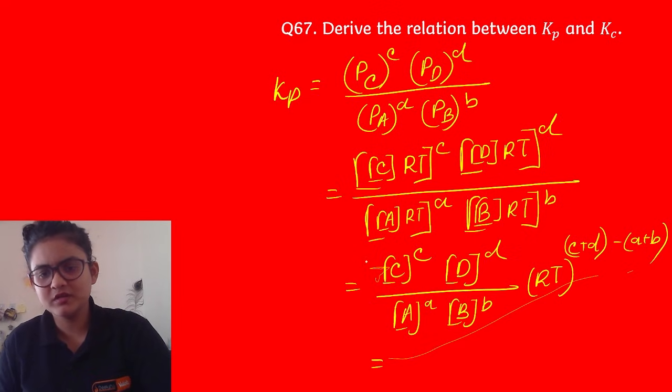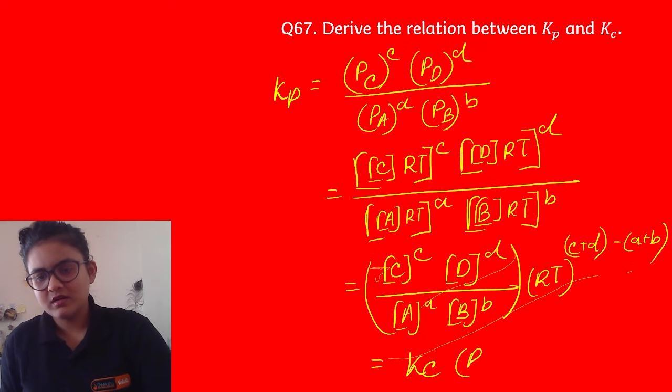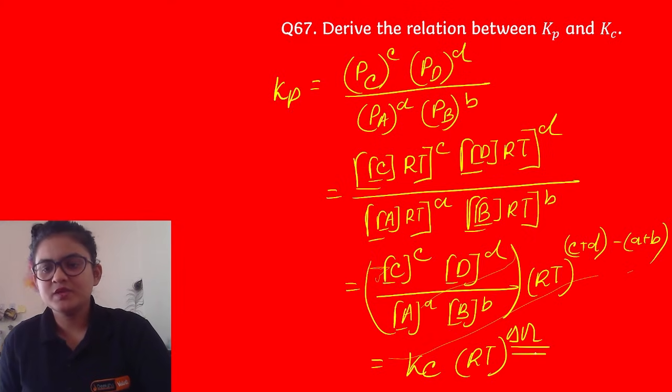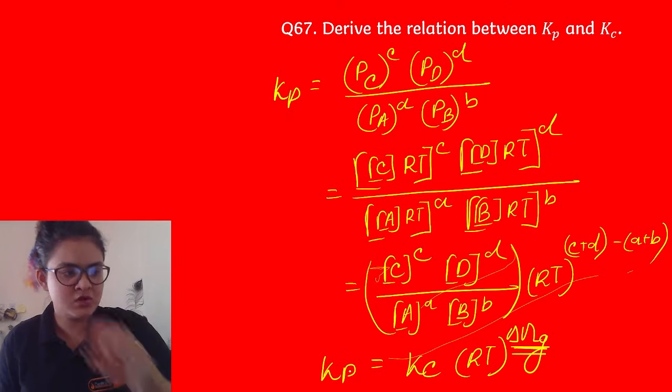So this particular thing is nothing but Kc, right? So I can write Kp equals Kc into RT power delta n. So what is delta n? Delta n is basically the difference between the stoichiometry of the product minus the reactant. Always remember, this should be gaseous product and gaseous reactant only. So this is the relation between Kp and Kc. I guess you understood this.